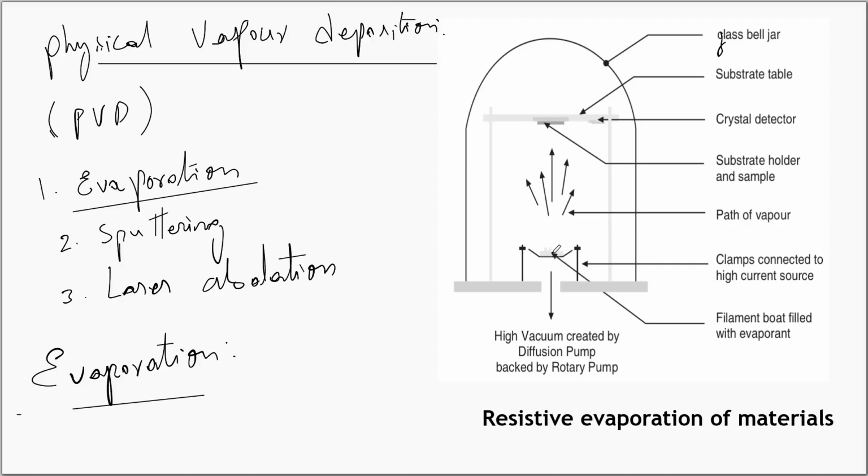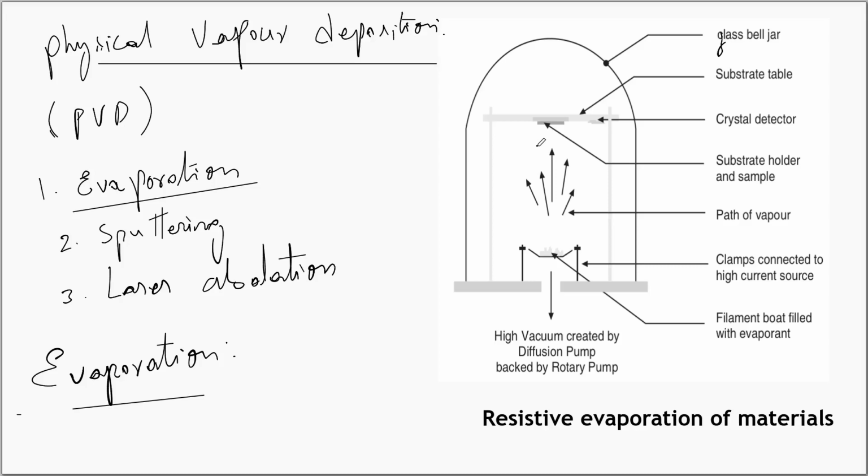Any vapor that is released by the material would eventually move upward. We have the filament boat filled with evaporant. This is a filament boat. This is filled with the evaporant, that is the material whose thin film we are trying to deposit on the substrate. Using the vapor deposition techniques, one can develop nano layers on the substrate, or multiple layers of nano materials can be developed on the substrate.